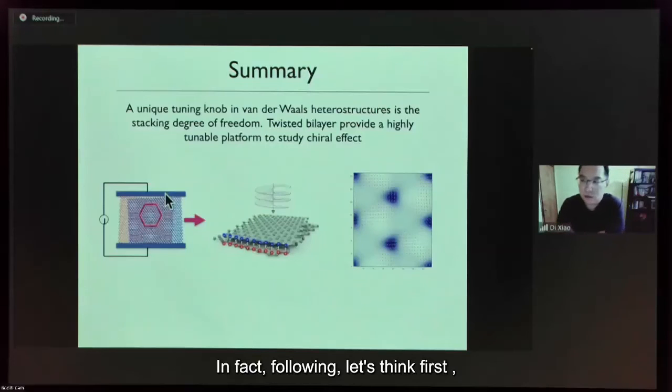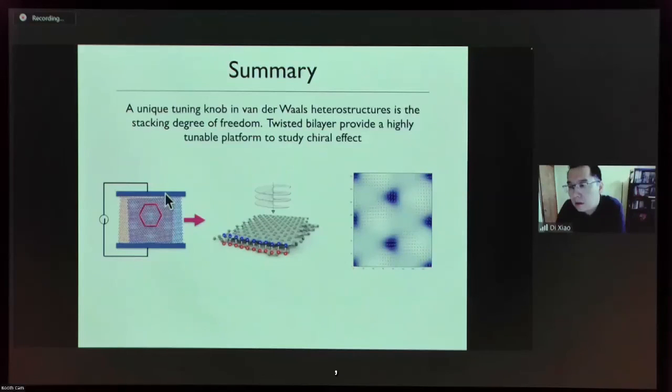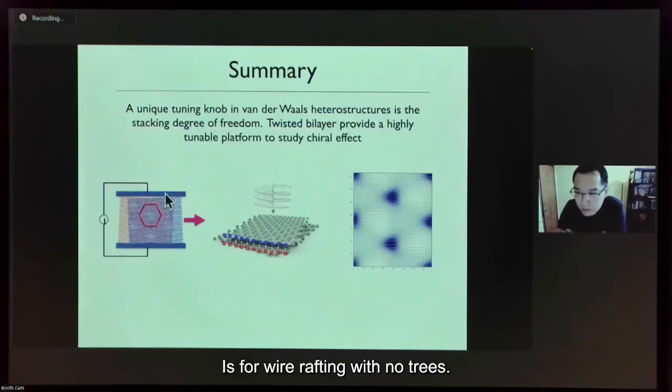Yes, I have a question regarding the case when you have bilayer graphene without any twist. There is this chiral photogalvanic effect, the CPG, with no twist. I'm sorry, could you repeat the question? For bilayer graphene with no twist, is there any CPG effect?